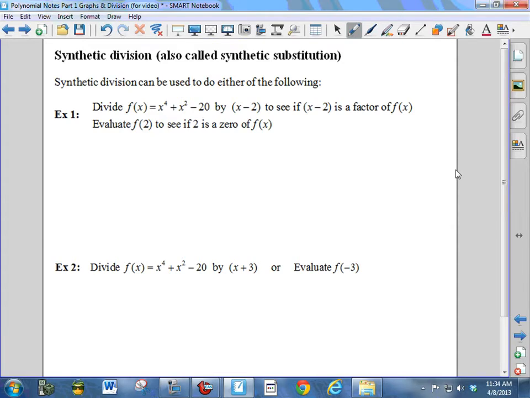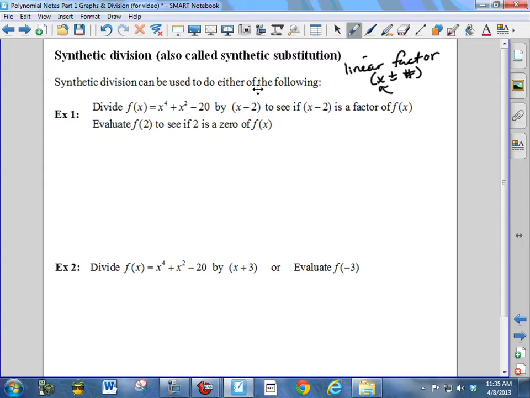Now the second part talks about synthetic division. Synthetic division is a shortcut. If we have a linear factor, which is in the form x plus or minus a number, with just an x to the first, then synthetic division is a faster way to do the division process. Now, it's called synthetic division or synthetic substitution because it actually has two purposes. We can divide by a linear factor, or we can evaluate a number, and you'll see that we end up with the same thing. So first of all, let's look at the example here.